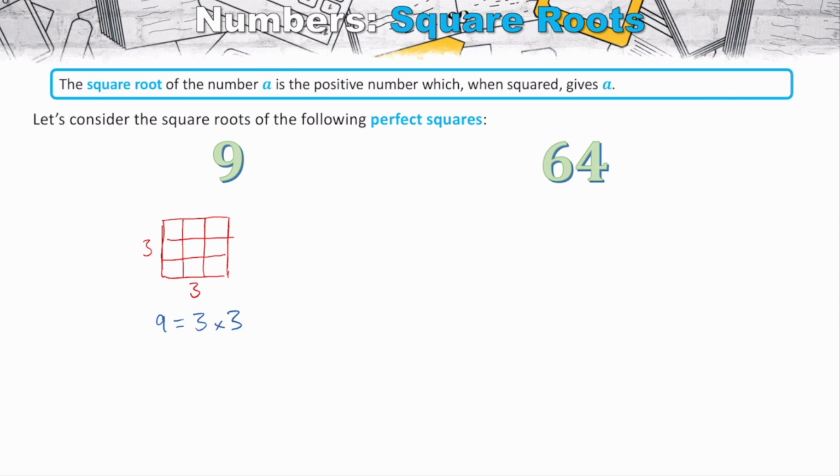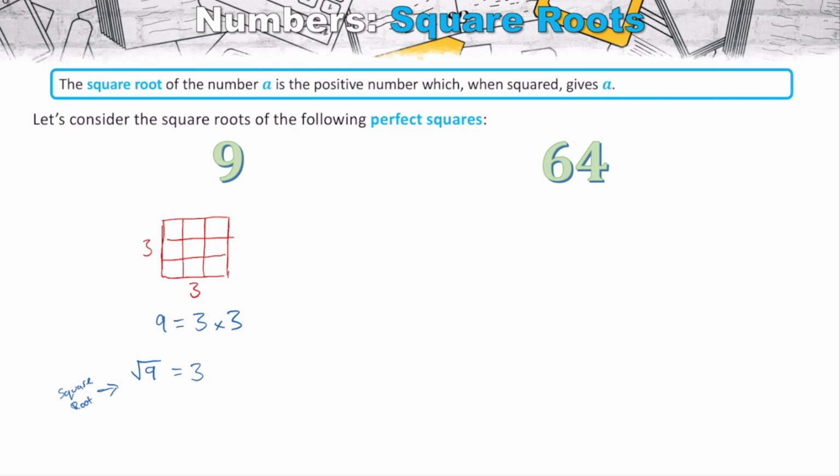So if I wanted to find the square root of 9, which we write like this, this little symbol here is our square root symbol. What that question is essentially saying is what number multiplies by itself to equal 9? Well, we've just worked that out, that number is 3. When we multiply 3 by itself, it equals 9. And that's what square rooting is.